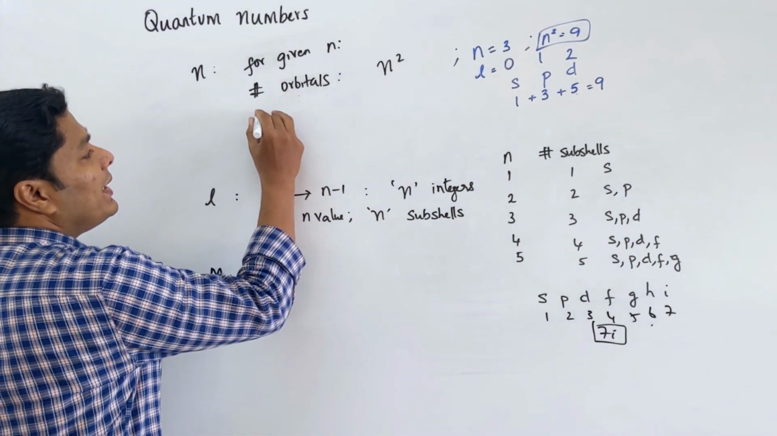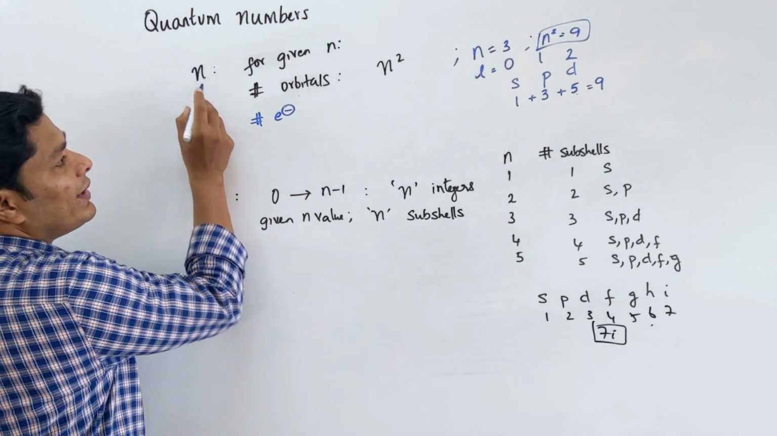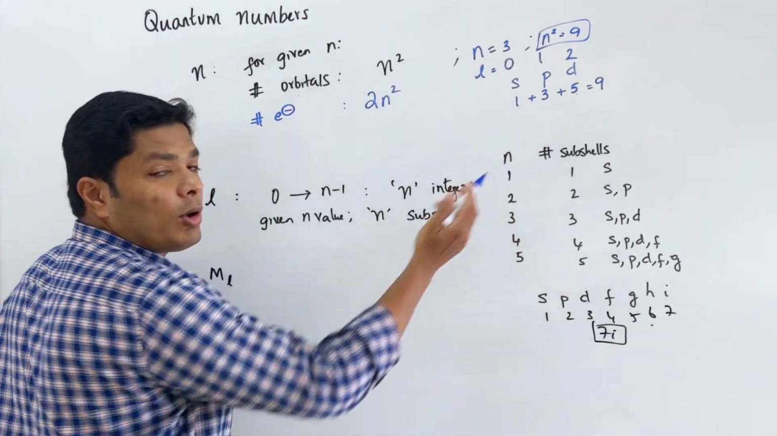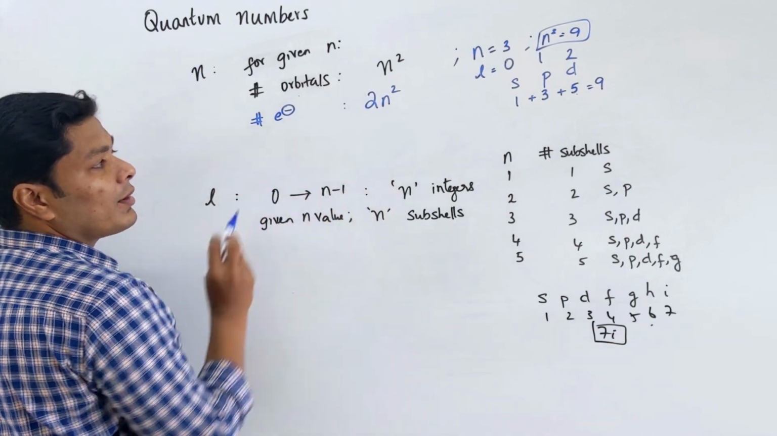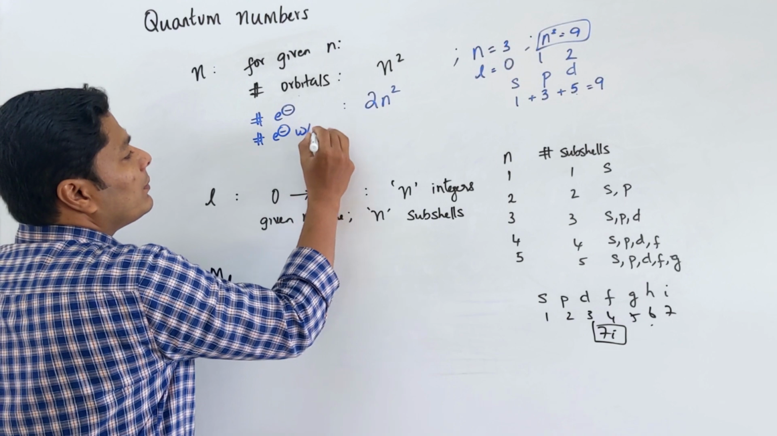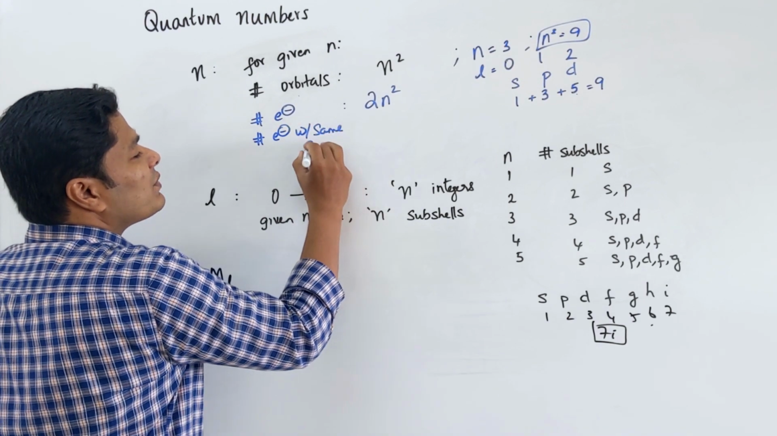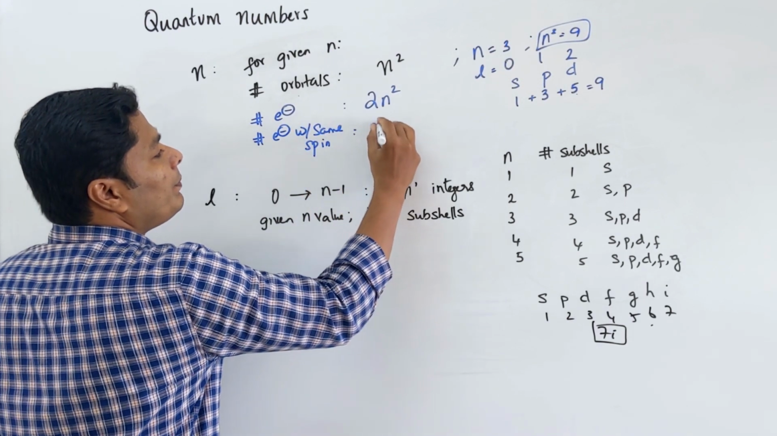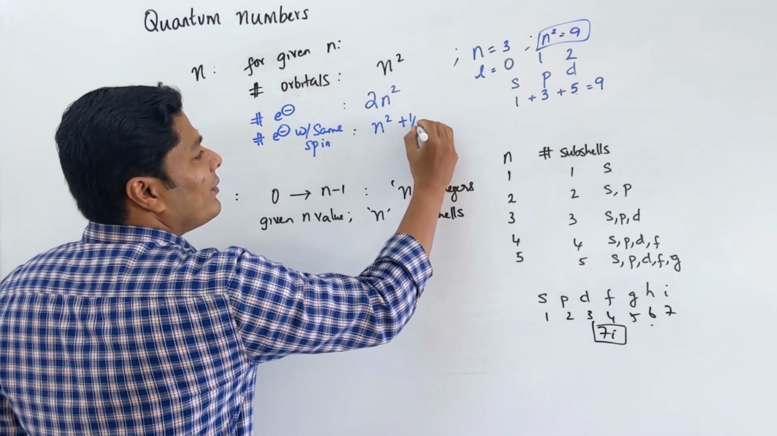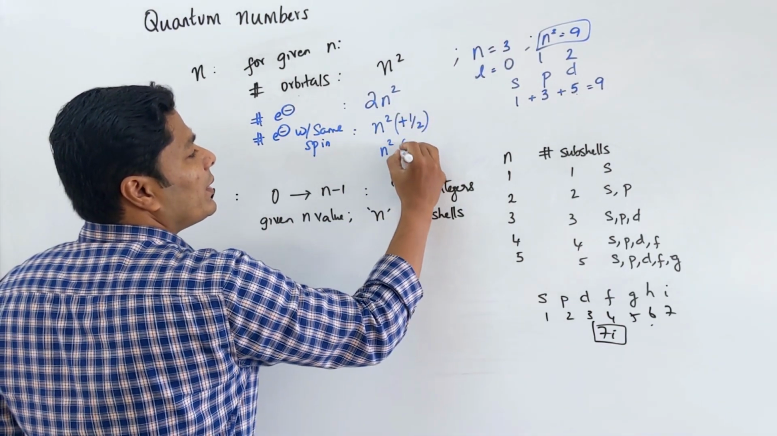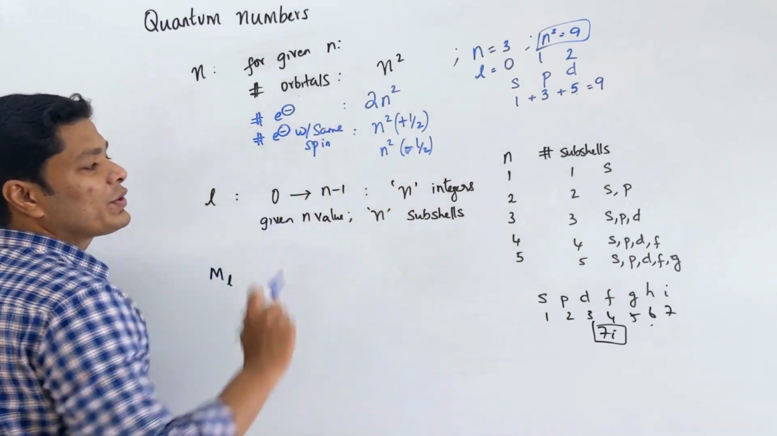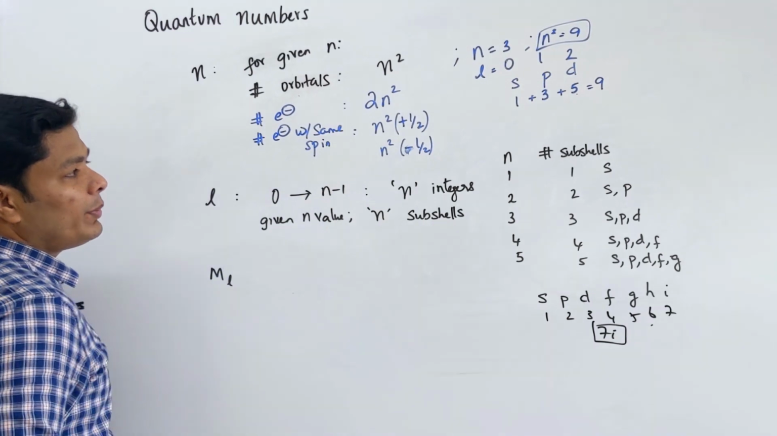So the number of electrons for a given n value is 2n squared, ஏன்னா ஒரு ஆர்பிட்டல்லையும் ஒரு பாக்ஸில் 2 எலக்ட்ரான் இருக்கலாம். So number of electrons is 2n squared. Number of electrons with same spin என்ன இருக்கும்? n squared. What it means is n squared is plus half. There is another n squared number with minus half. Together they make it 2n squared. Okay, so this is simple.